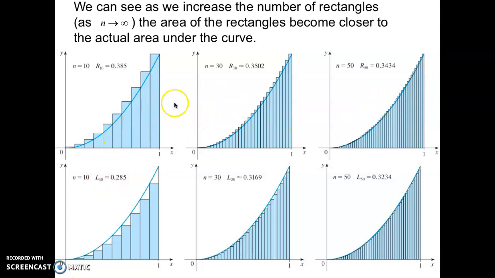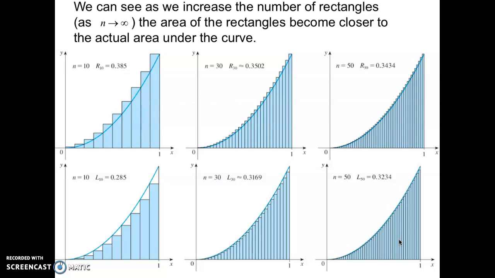These R's are all overestimates. The L's are all underestimates, but notice the more rectangles I get, the more accurate my actual area underneath the curve will be. So, of course, we were talking about Leibniz and Newton here.